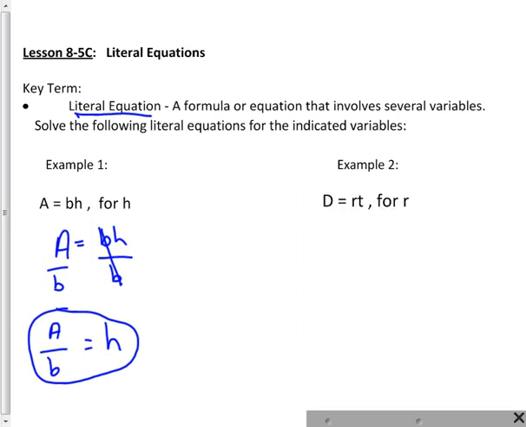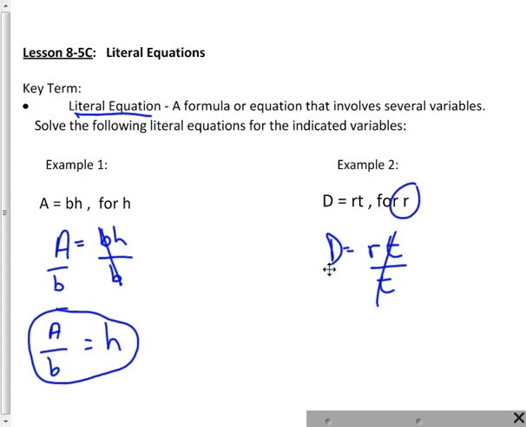So let's take a look at example 2. Distance equals rate times time. That's what d equals rt stands for. We want to solve for r. So that means we want to get r by itself. So d equals r times t. This is multiplication. We need to divide by t, because we want r by itself. So when we divide by t, we get rid of it.